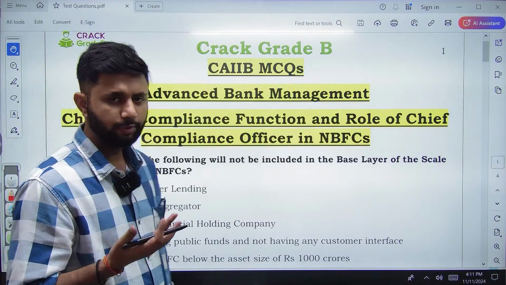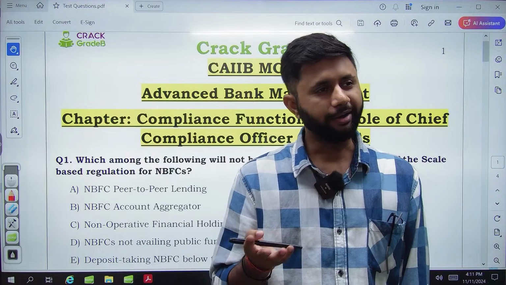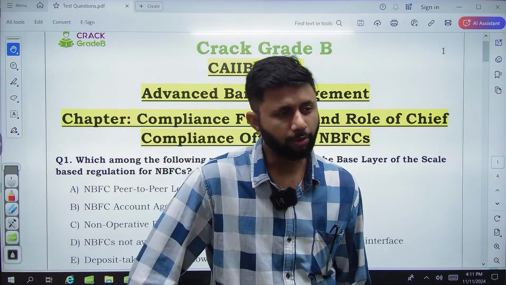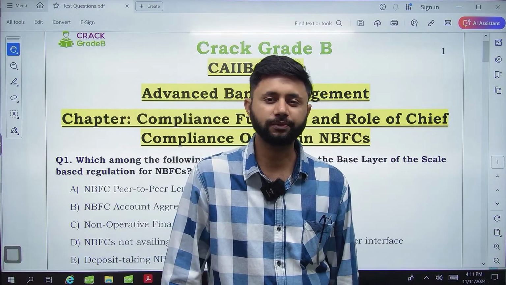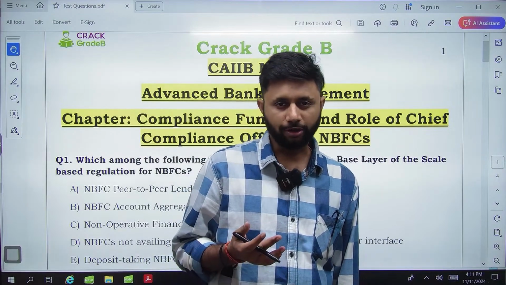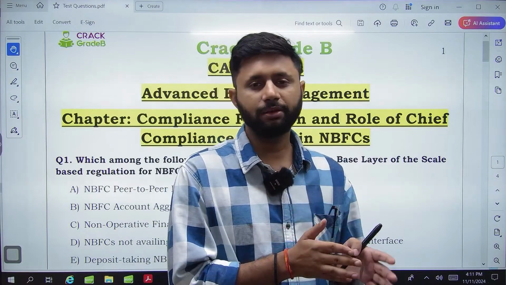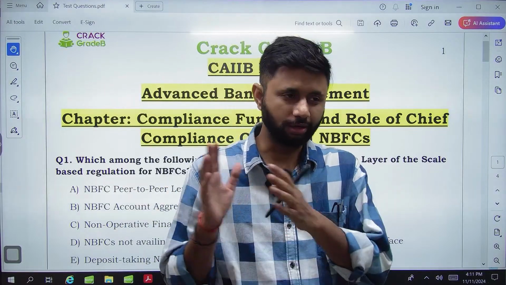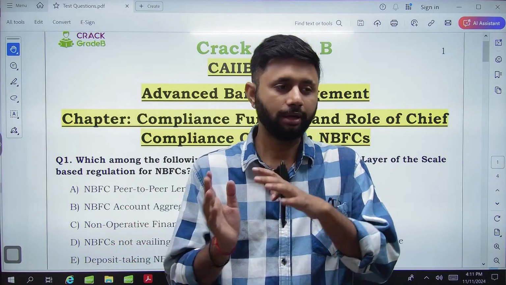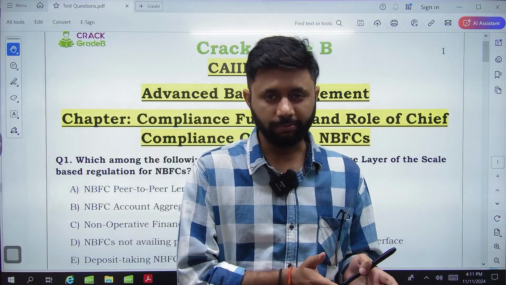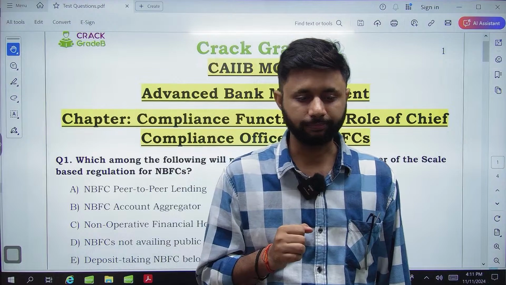So we'll be continuing with our compliance function module, and in the past two sessions we've talked about compliance function as well as the risk-based internal audit framework. In this session we'll be talking about compliance function, particularly focusing on the NBFC part. In general, we've seen overall banking, scheduled commercial banks, and now we will be discussing NBFCs, and in the later stages we'll also discuss urban cooperative banks.